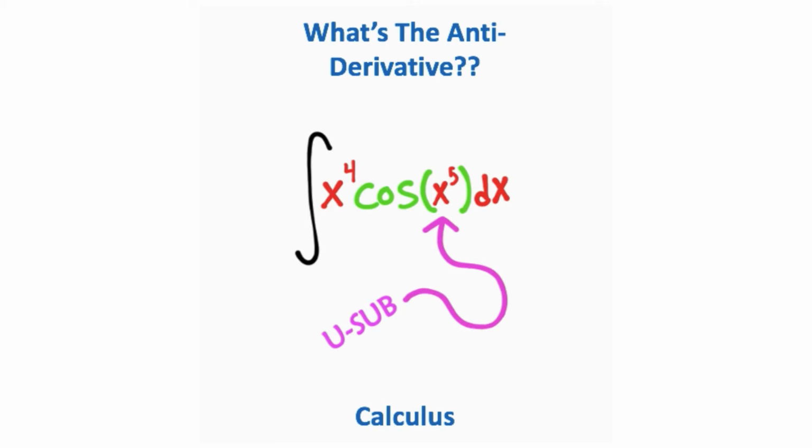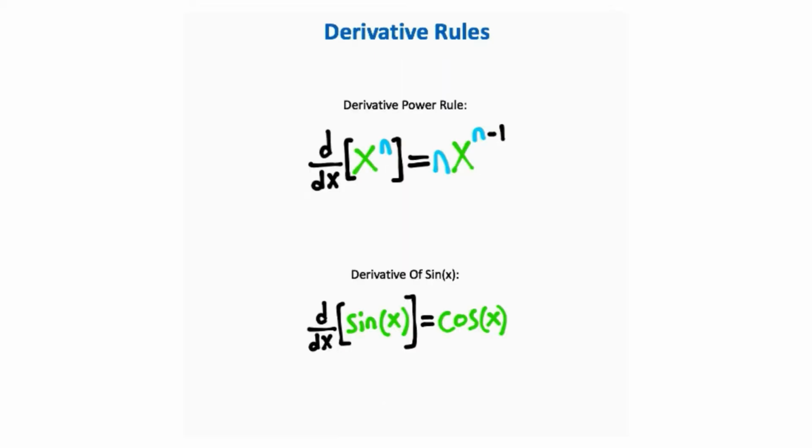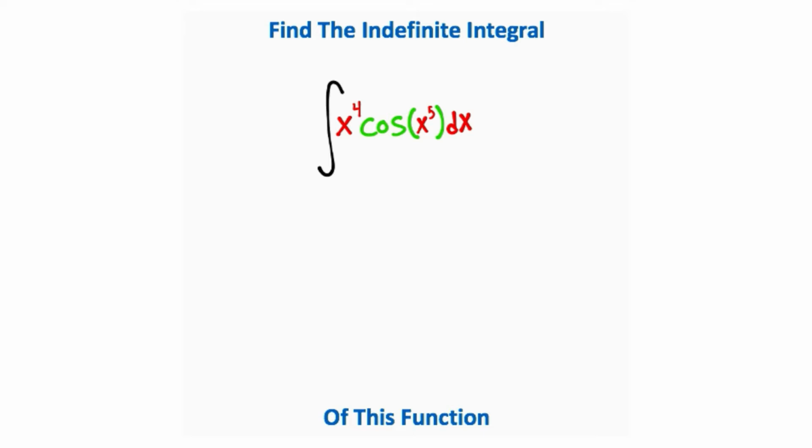Let's try a complicated antiderivative in calculus. For this video, you need to know these two rules: the power rule for derivatives right here, and that the derivative of sine is cosine. If we have this equation, we're trying to find the indefinite integral.